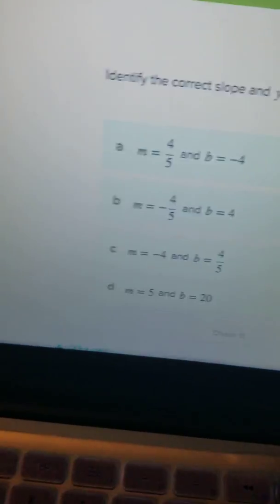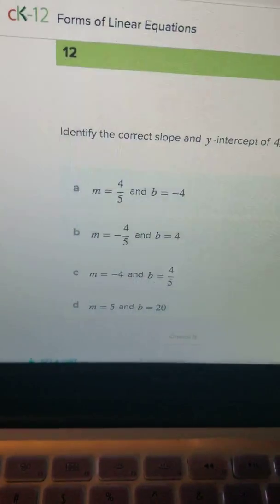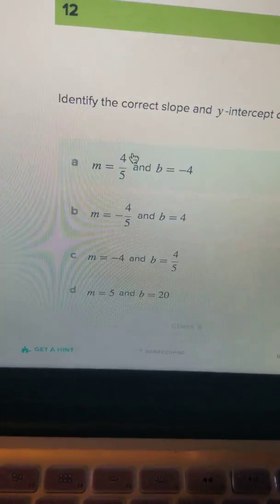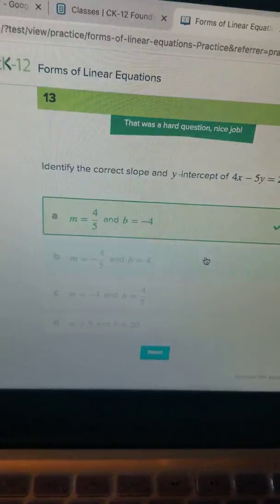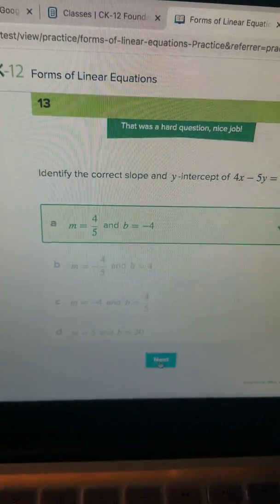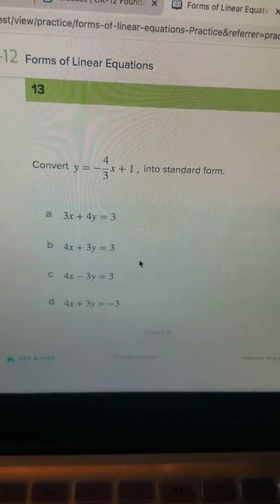So I have to move all this stuff. All right, 4 over 5x and minus 4. And then you check it. And it should tell us, yay. All right, next. Oh my gosh, we're 4 minutes in.